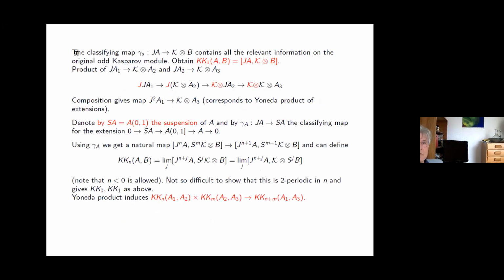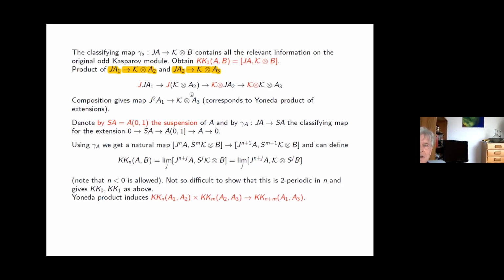So here's just a repetition of what I just said: the classifying map contains all the relevant information on the original Kasparov module. So KK1 of A, B is just the set of homotopy classes of maps from this algebra J(A) to K tensor B. Now let's again look at the product. We have a homomorphism from J(A1) to K tensor A2, and a homomorphism from J(A2) to K tensor A3. We want to compose these two maps in order to get a KK element. Now, what can we do? It's a little bit similar to the previous situation. In the middle we have A2 in each case, which is not so bad.